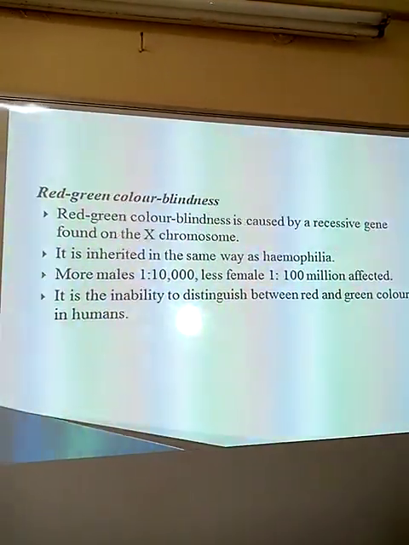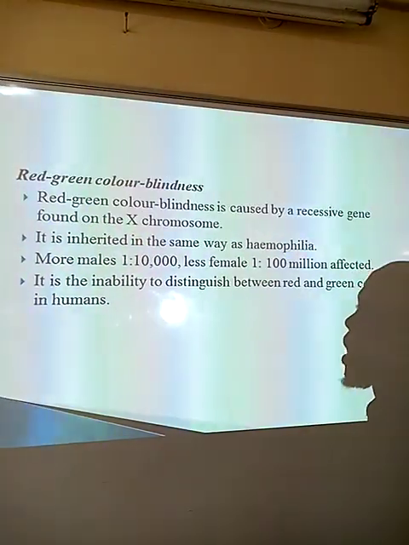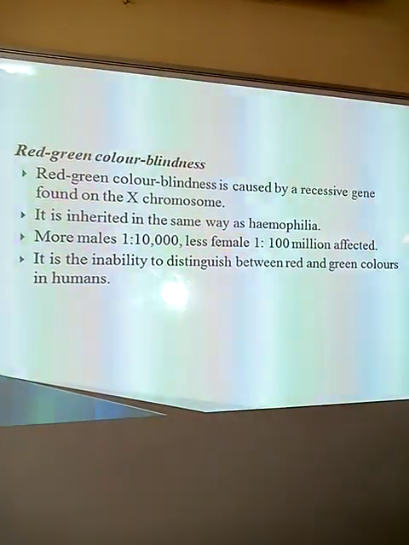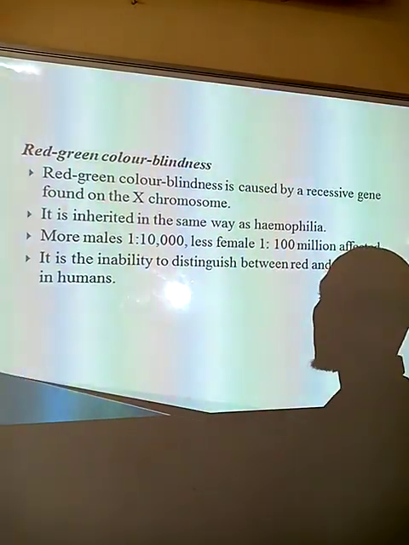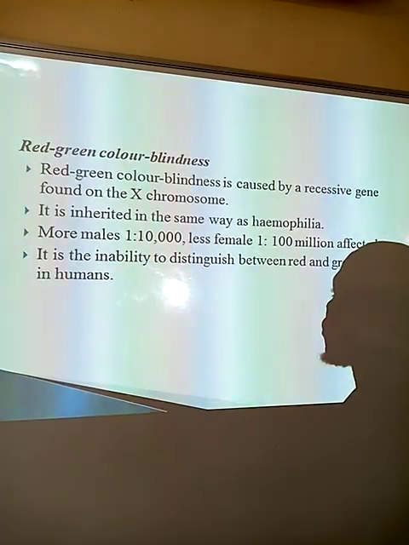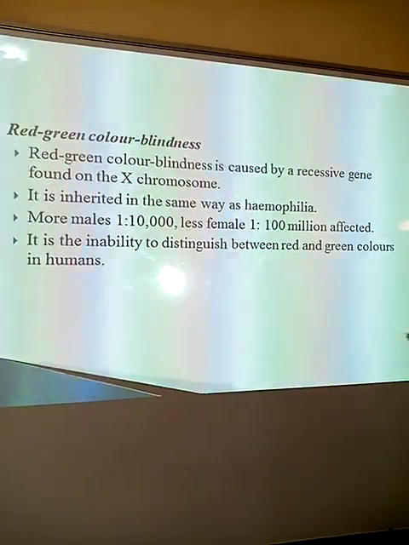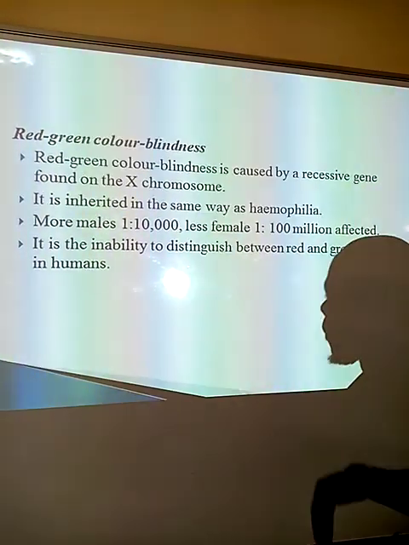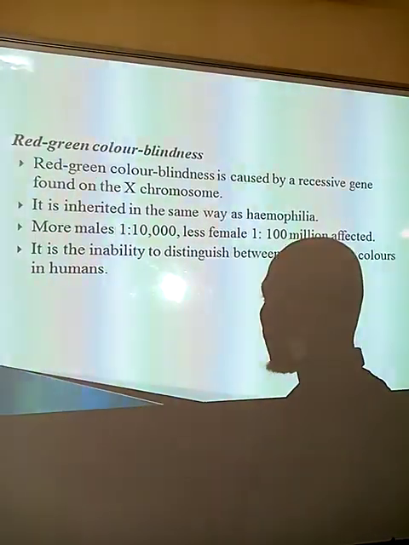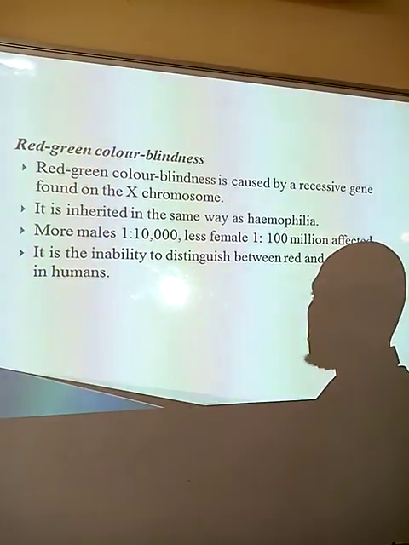Another characteristic that is in human beings is color blindness. So we have what we call red-green color blindness. Red-green color blindness is caused by a recessive gene which is also linked on the X chromosome. It is inherited in the same way as hemophilia. So when we look at males here, color blindness is more common in males than females.